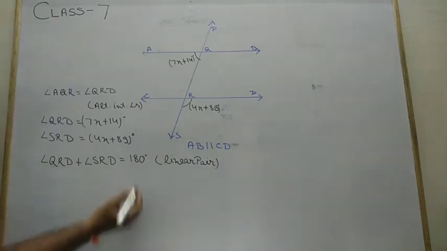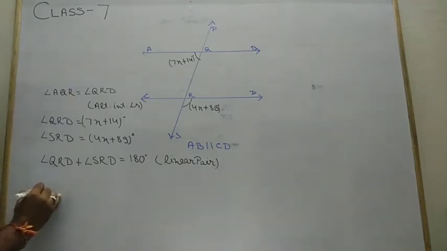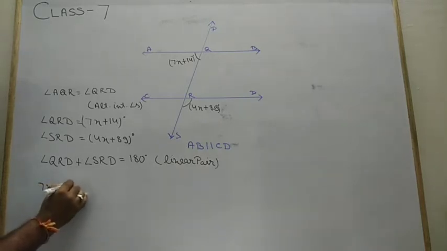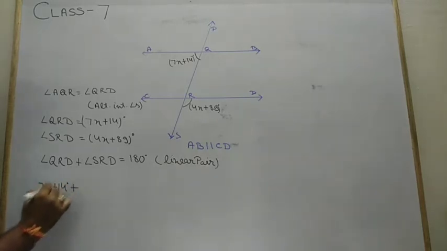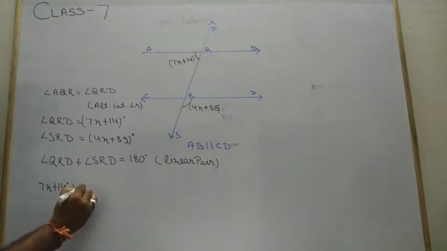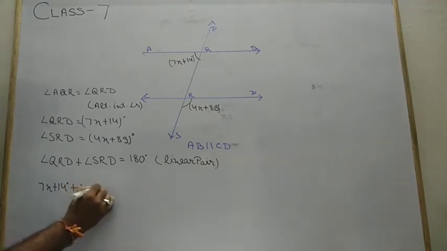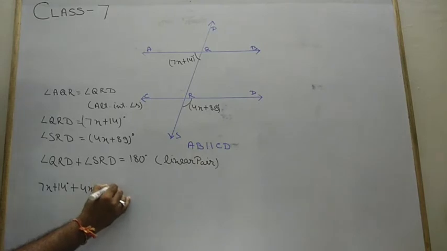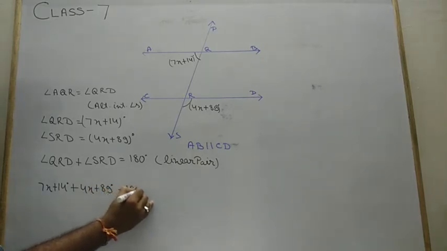So place the value, find the answer. QRD is 7x plus 14. I am not using brackets over here, only writing 14 degrees. Then SRD is your 4x plus 89 degrees, equals 180 degrees.